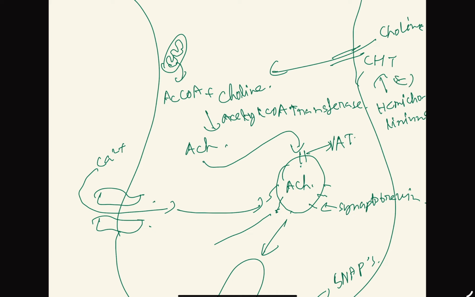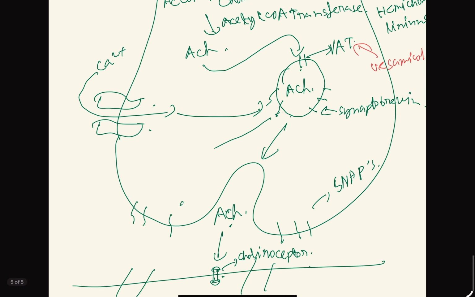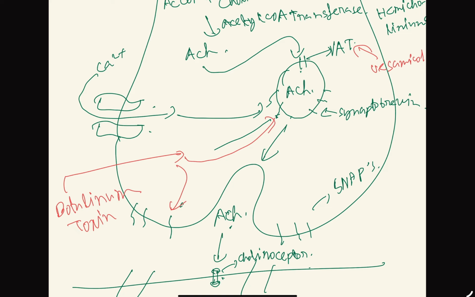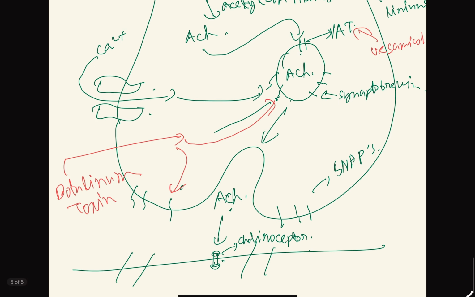Then there is vesamicol that blocks the vesicle associated transporter. There is also botulinum toxin. We have botulinum toxin that cleaves these fusion proteins like synaptobrevin and SNAPs. By cleavage of these fusion proteins, it decreases the release of acetylcholine.